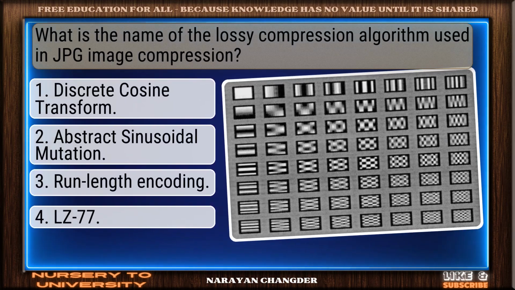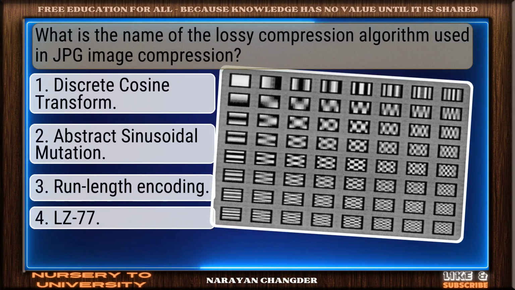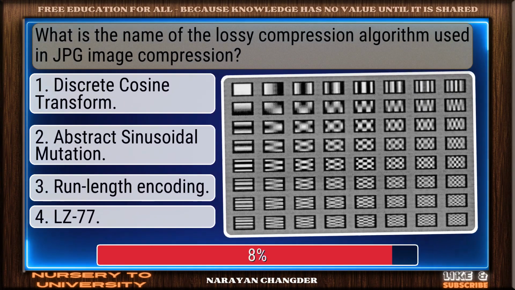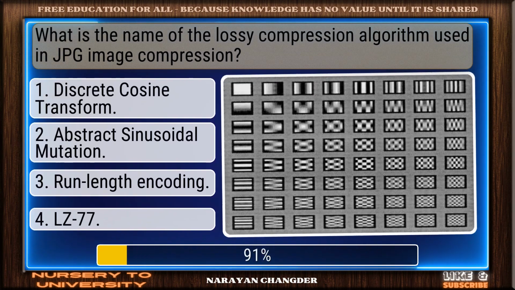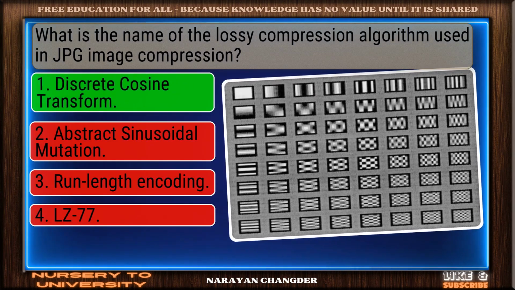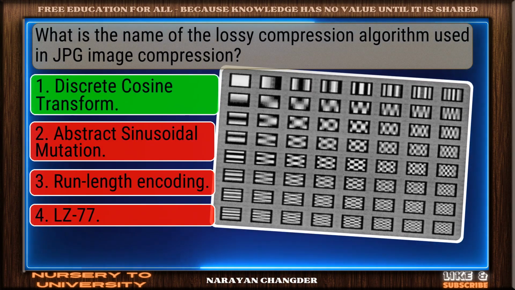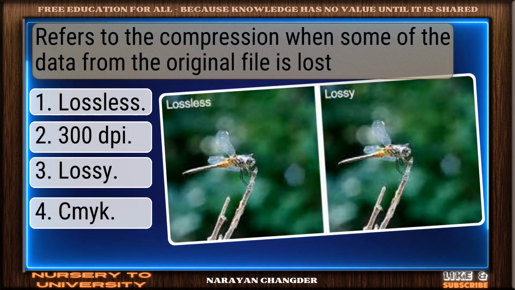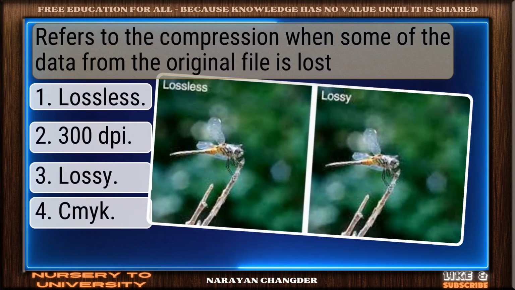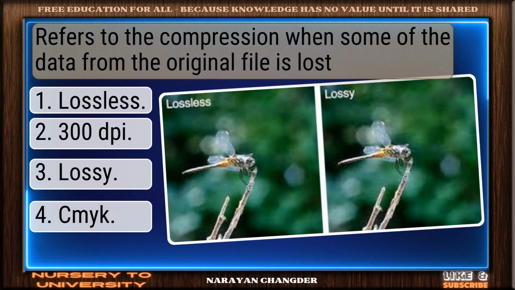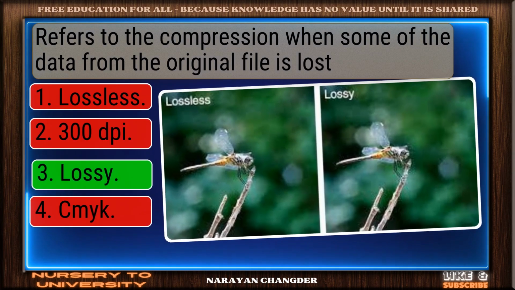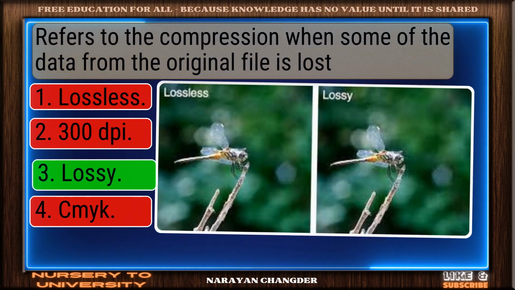Question number 3. What is the name of the lossy compression algorithm used in JPG image compression? Excellent. Discrete cosine transform is a brilliant choice. Question number 4 refers to the compression when some of the data from the original file is lost. Solid response. Lossy is a valid choice.